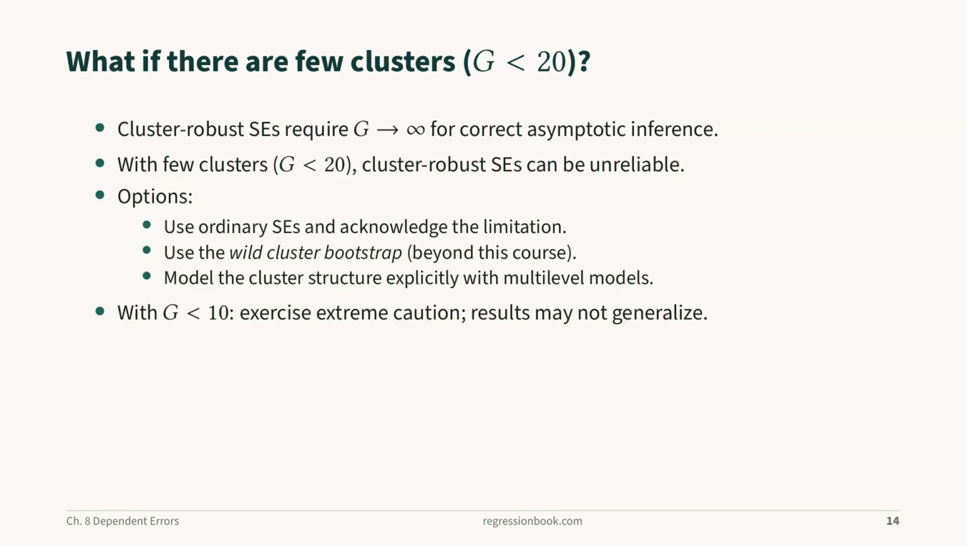What if there are few clusters, fewer than 20? The cluster-robust estimator is an asymptotic device, and with few groups it becomes unreliable. The options: fall back on ordinary standard errors and acknowledge the limitation. Use the wild cluster bootstrap beyond this course, or model the cluster structure explicitly with a multi-level model. Below 10 clusters, extreme caution.